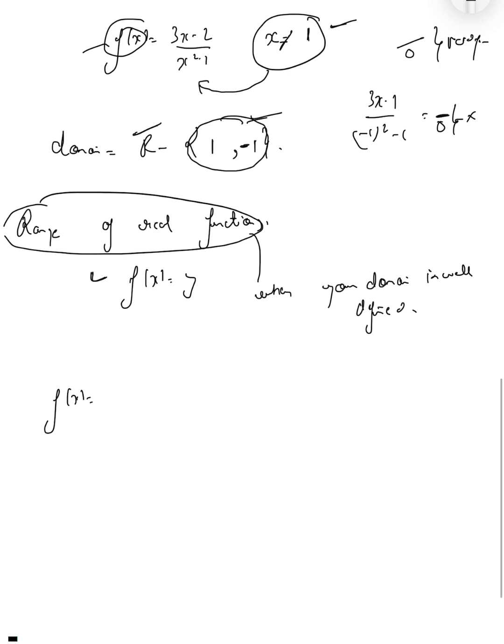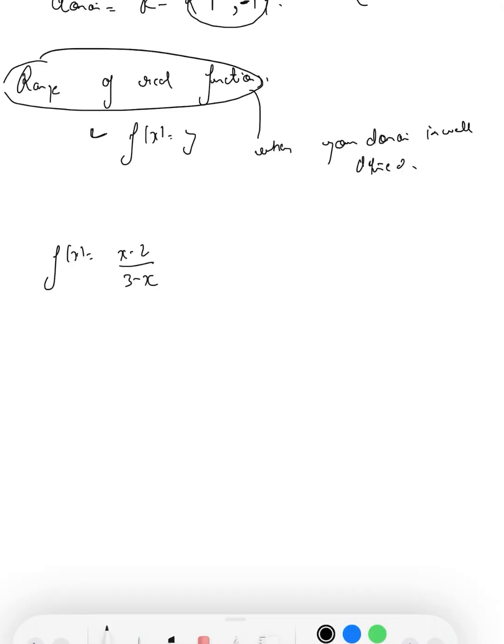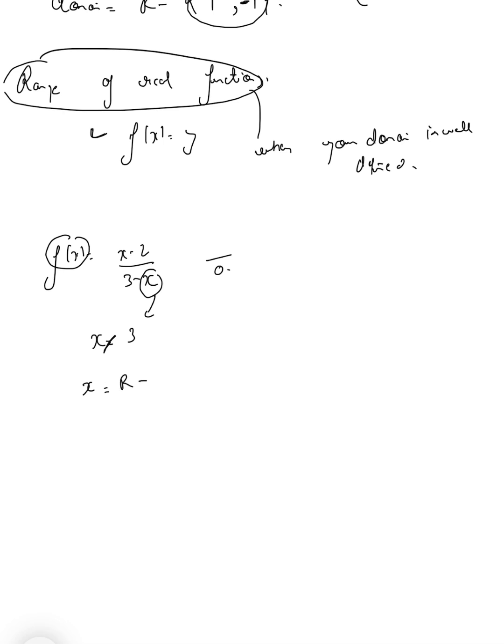For example, let us suppose we have a function f(x) = (x - 2)/(3 - x). Here we know that this function f(x) is going to be well defined if the denominator is not equal to 0, and it is equal to 0 when x is equal to 3. So we can put any value of x except x = 3. So this function is well defined when the domain is R minus {3}.